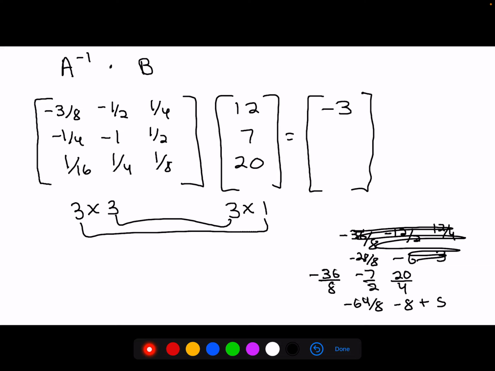All right, row 2 with that column. -1/4 times 12 is -3. -1 times 7 is -7. 1/2 times 20 is 10. That ends up getting us 0.